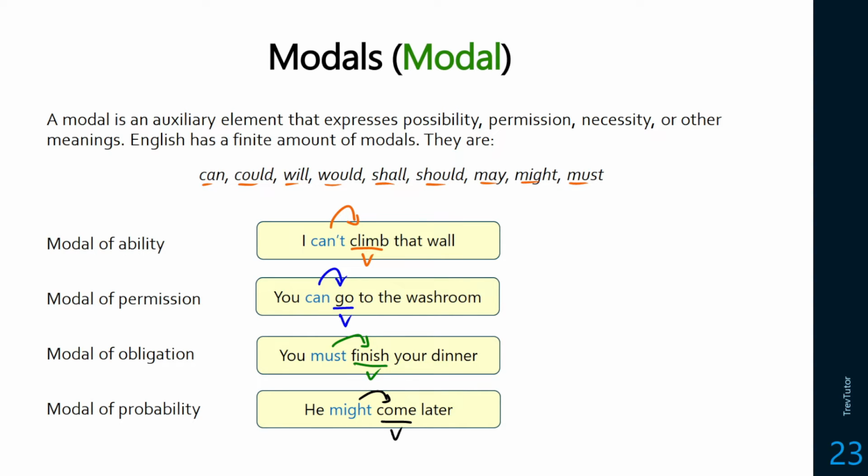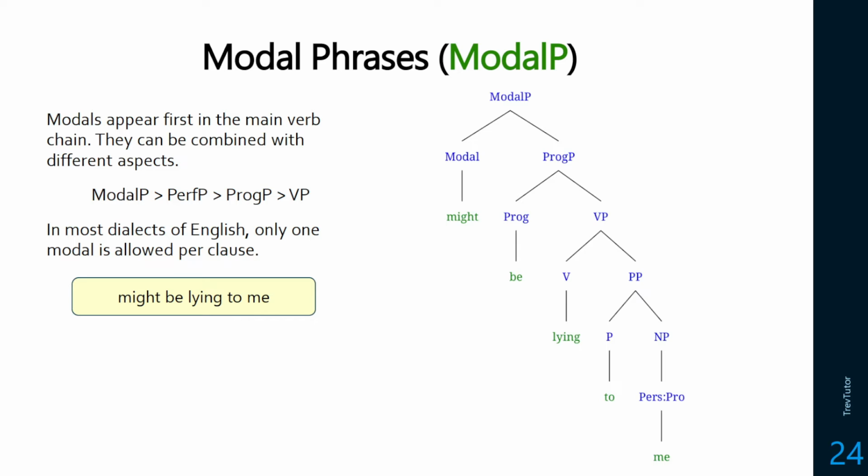And as you can probably guess, in a sentence, they'll be labeled as modals and build up into their own modal phrases. And this is going to be the final chain that we have here. So modals will appear first in the verb chain, and they can be combined with different aspects, but they don't need to. And if they are, here's the order. It'll be a modal, a perfect, a progressive, and then the verb. So it can be modal then verb, modal progressive verb, perfect verb, as long as it's in that order.